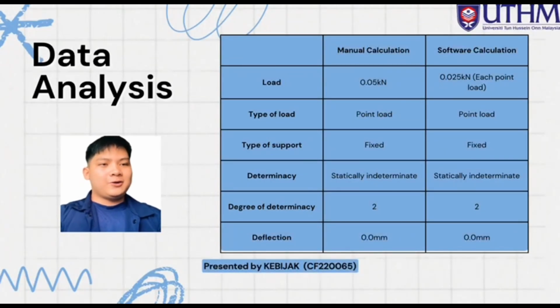I am Kepuja Pedingkong and my matrix number is CF220065, and this is data analysis. When calculating manually, each point load used is 0.05 kN, but when using software it is 0.025 kN. This difference occurs because in manual calculations, load from the front and back of the tower are combined, and in software the loads are divided into 4 point loads at the top joint with the total load remaining 10 kN.